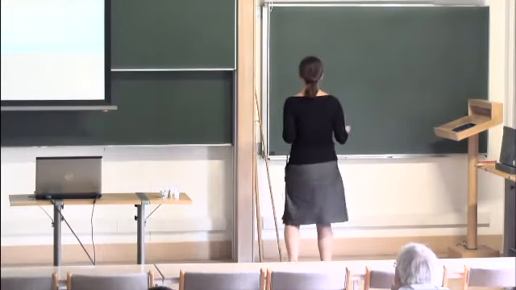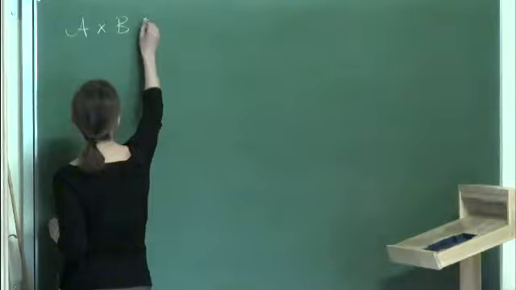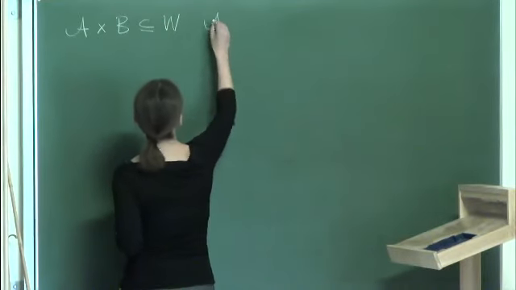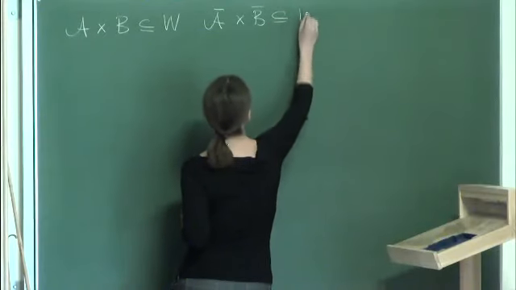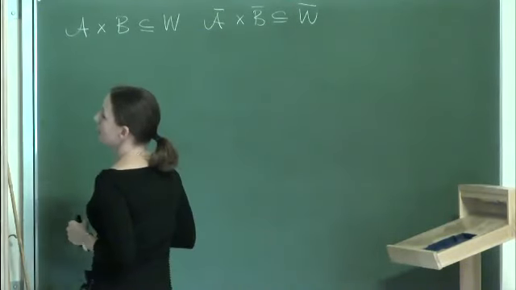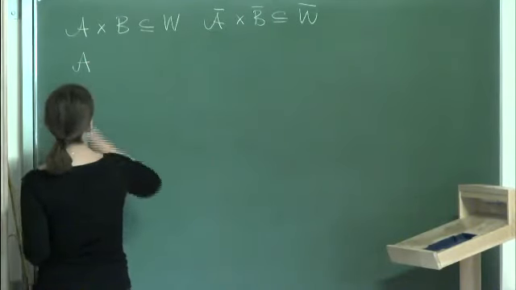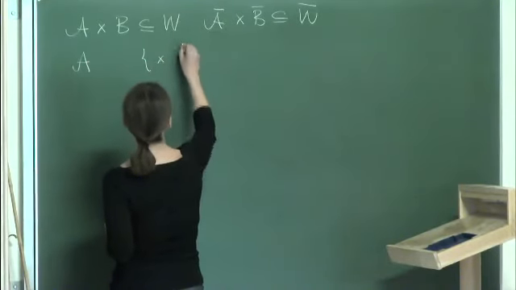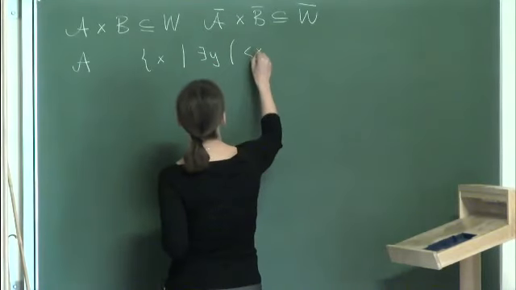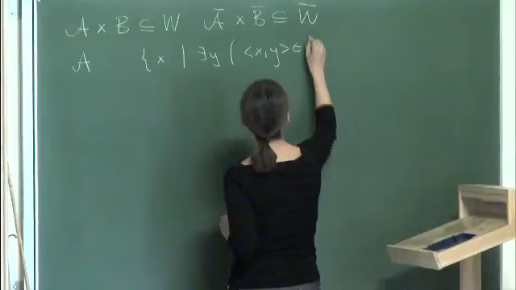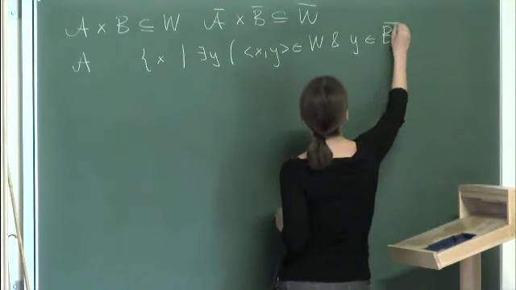So suppose A and B are a k-pair, and this is witnessed by the C set W. So A times B is a subset of W, and the complement of A times the complement of B is a subset of the complement of W. Then I claim that A is the set of all x's such that there is a y, such that xy is in W, and y is in the complement of B.